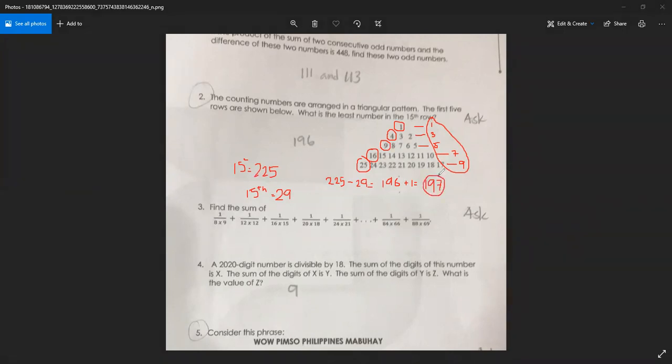Questions, clarification for number 2? No, no. Okay. So that's quite easy now. Sige. I'm going to clear this one. So again, this is recorded.